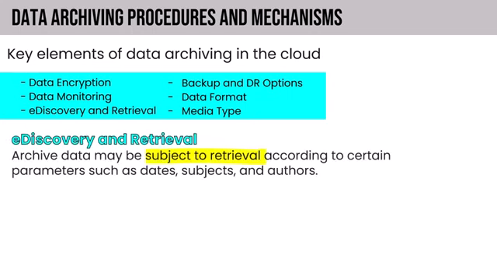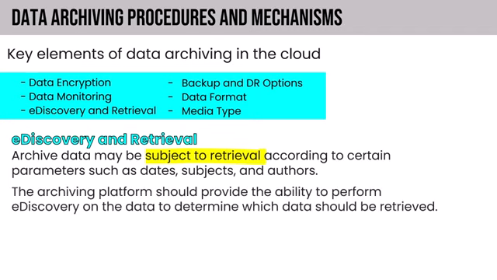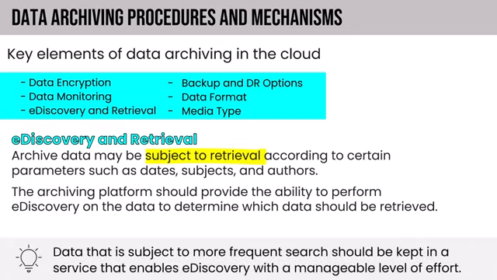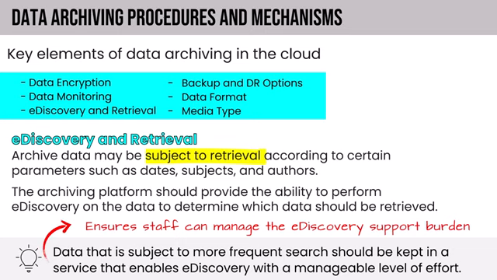E-discovery and retrieval. Archive data may be subject to retrieval according to certain parameters like dates, subjects, and authors. This could be due to audit requirements or even a legal proceeding, but retrieval can definitely become important. The archiving platform should provide the ability to perform e-discovery on the data to determine which data should be retrieved. So we only retrieve the data that is necessary, the minimum necessary. Data that is subject to more frequent search should be kept in a service that enables e-discovery with a manageable level of effort. We need to ensure that staff can manage the e-discovery support burden.